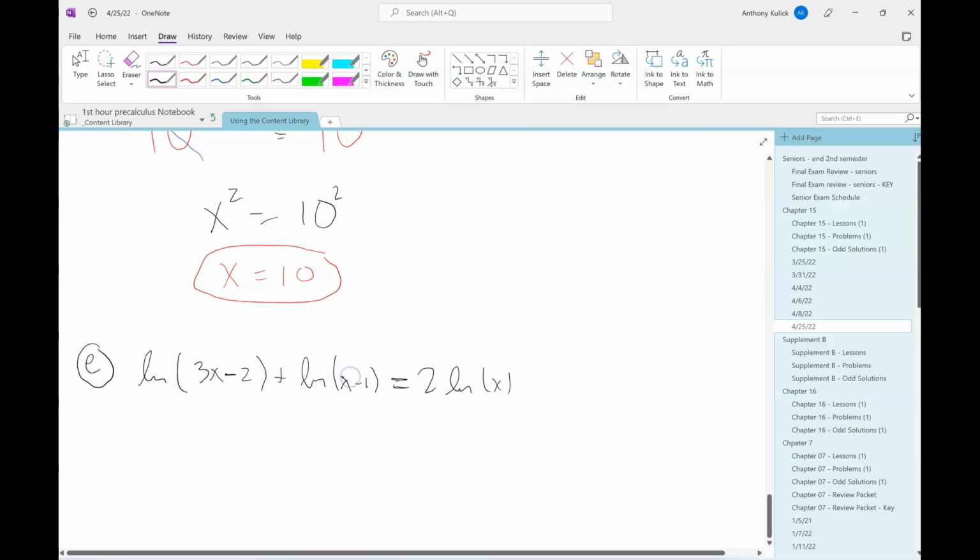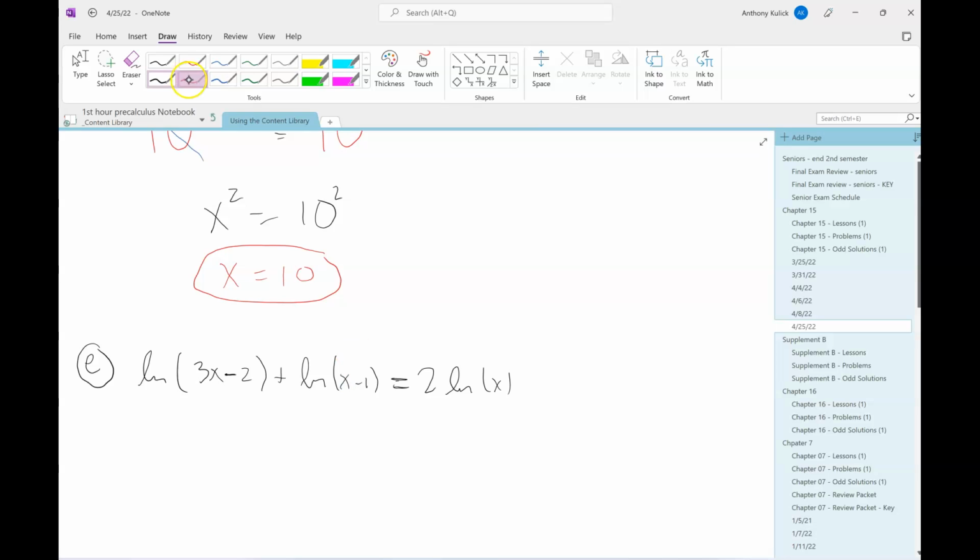Oh boy, Mr. Kulik, this thing looks like a big hairy mess. Well, you know, it's fine. What should I do first here? This is quite tricky.